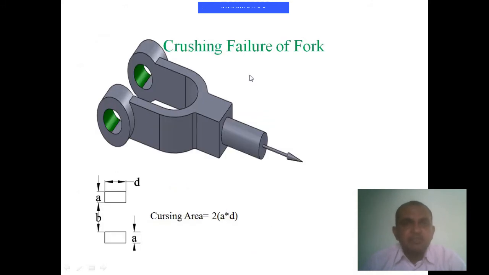Then crushing failure is present in the fork based on the applied loads. This green color indicates the crushing failure area. Here again the pin is in contact with this fork end, and the area is A into D for one side, and for the other side again A into D. So the total crushing area is twice A into D. A is the thickness of the fork, D is the diameter of the pin. So sigma C is equal to the applied force divided by twice A into D.